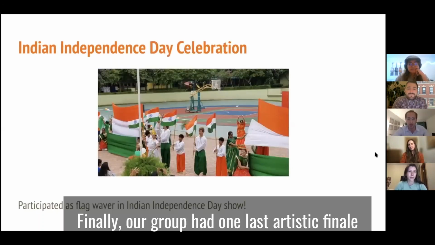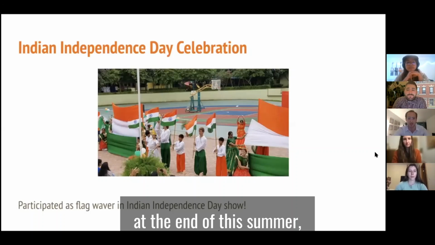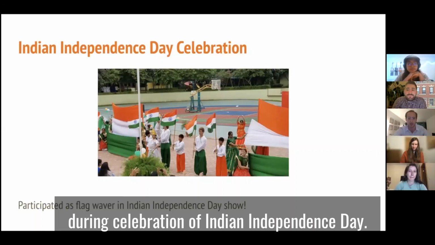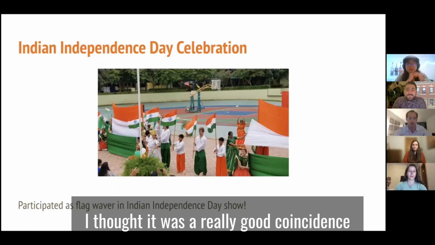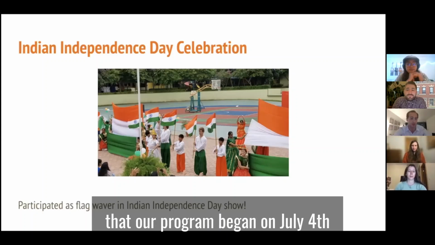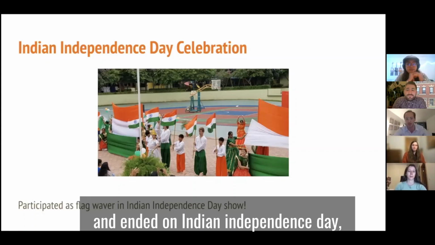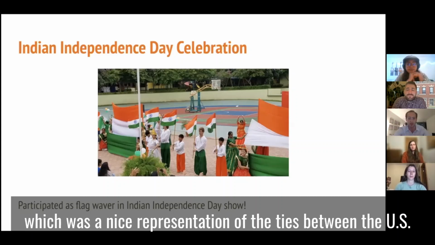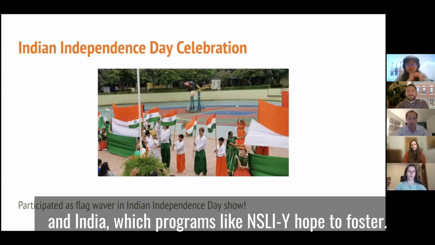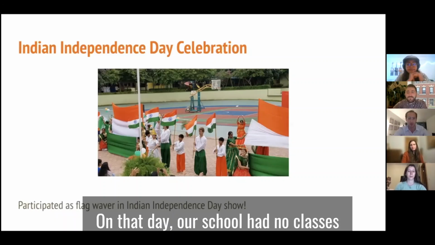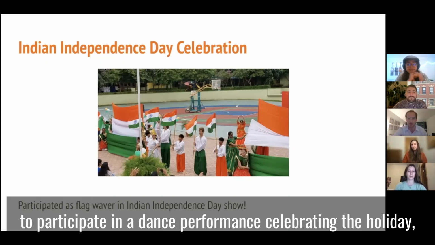Finally, our group had one last artistic finale at the end of the summer during Shishakunj's celebration of Indian Independence Day. I thought it was a really good coincidence that our program began on July 4th and ended on Indian Independence Day, which was a nice representation of the ties between the US and India, which programs like NSLI-Y hope to foster.